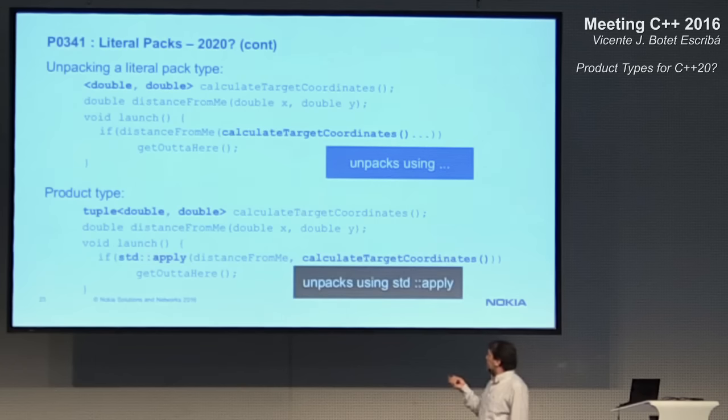Currently, in the C++17 standard, we need to return a pair or a tuple, and we need to use the std::apply function to call this function, so that apply unpacks the elements of the result of this calculate target coordinates function. This proposal simplifies in some way the code that we need to write in order to unpack these product types.